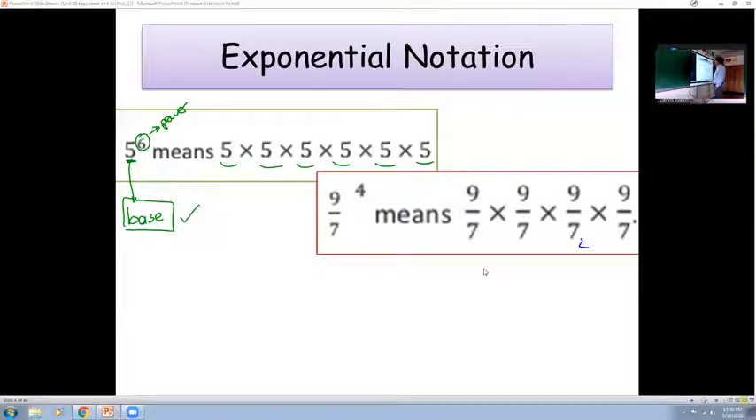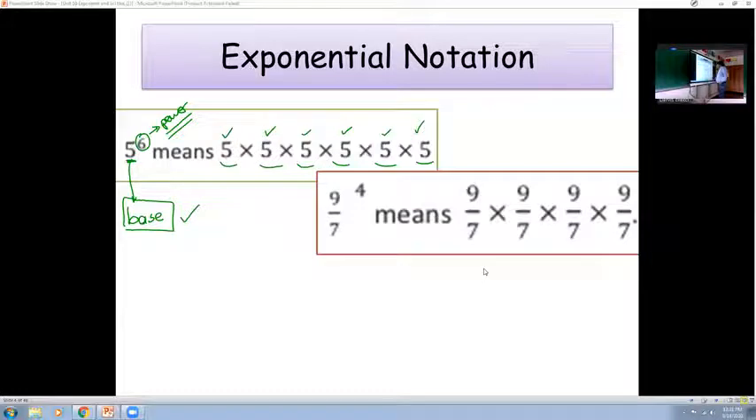And what about this number? This number is the power. It is showing us how many times this base, these 5s, will be repeated, right? 6 times. Let's see: 1, 2, 3, 4, 5, and 6. You see that? It is 6 times.